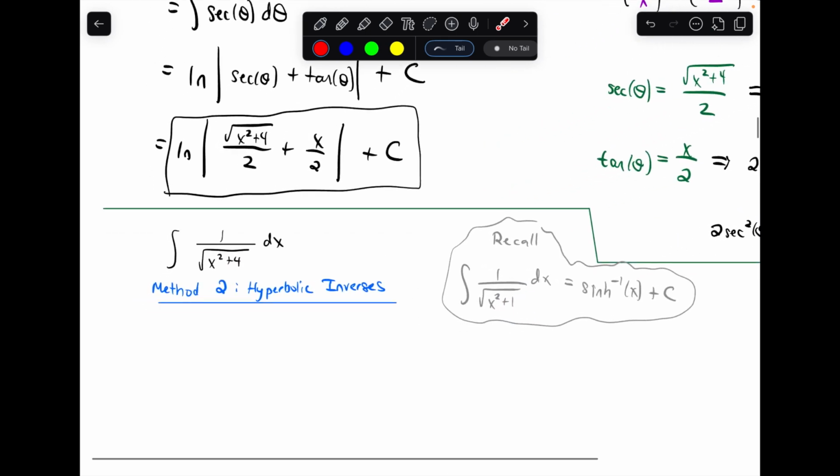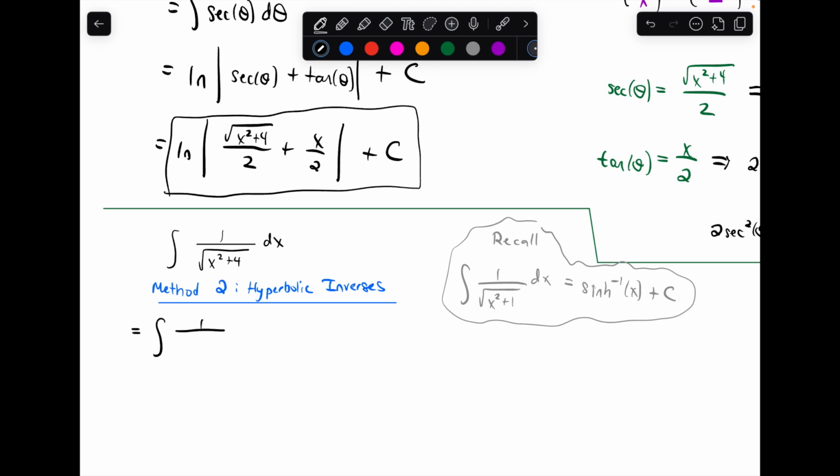So to be able to use this, I really need to have a 1 there, not a 4. So to get a 1 there, I'm going to factor a 4 out. I'll get 1 all over the square root, and then I'm factoring a 4 out, and that'll leave me with x squared over 4 plus 1, and then dx. Now this 4 that I factored out, I can square root it, which becomes a 2, and I can pull that 2 out in front. So I'll get a 1/2 in front, and then my integral of 1 over the square root, plus 1.